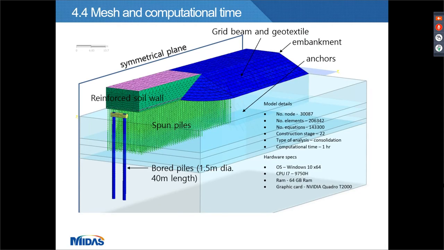To find out the cause of the distress, we simulated closely the construction of the bridge abutment. To reduce the computational time, we only model half of the problem, using the symmetrical plane. This slide shows all the structural elements for this problem. This is the reinforced soil wall. These are the spun piles supporting the reinforced soil wall. In front of the spun piles, there are bored piles. The diameter of the bored piles is 1.5 meters and 40 meters in length. There are anchors behind the grid beams. And this is the embankment. Below the embankment, there are PVD. And the grid beams and the geotextile are embedded in the embankment.